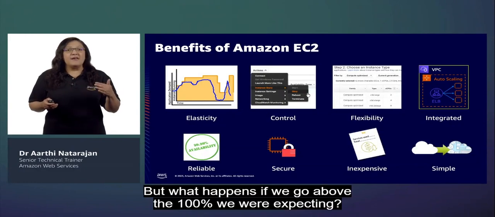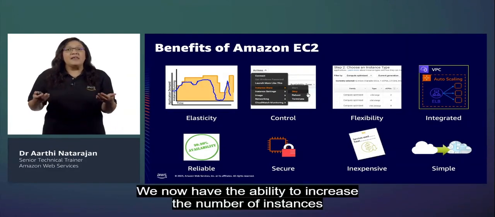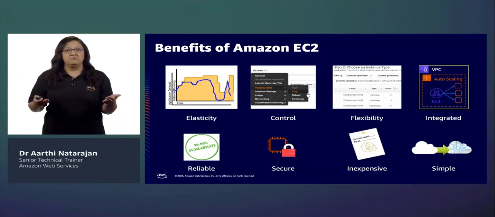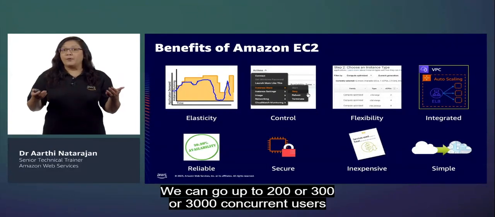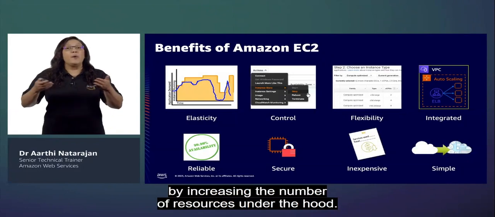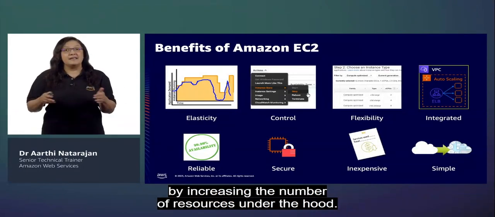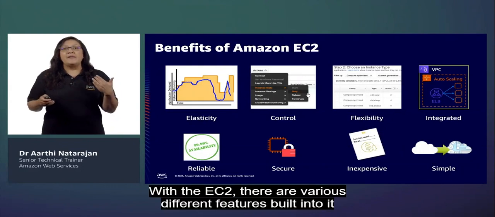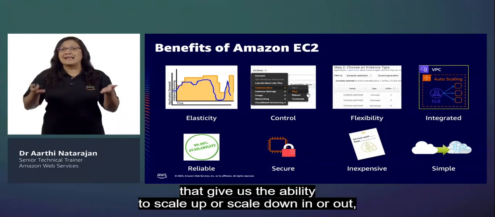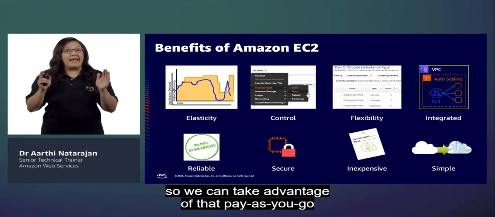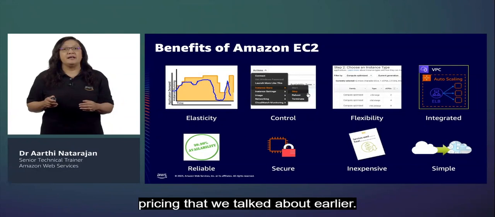But what happens if we go above the 100% we were expecting? We now have the ability to increase the number of instances that serve the web traffic. We can go up to 200 or 300 or 3,000 concurrent users if the need be, by increasing the number of resources under the hood. With the EC2, there are various different features built into it that give us the ability to scale up or scale down, in or out, so we can take advantage of that pay-as-you-go pricing that we talked about earlier.